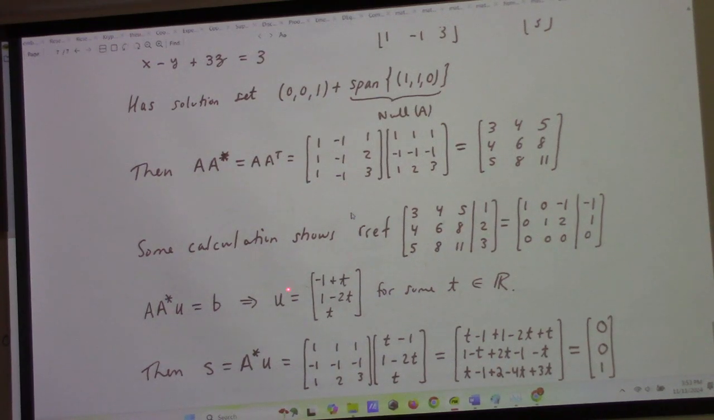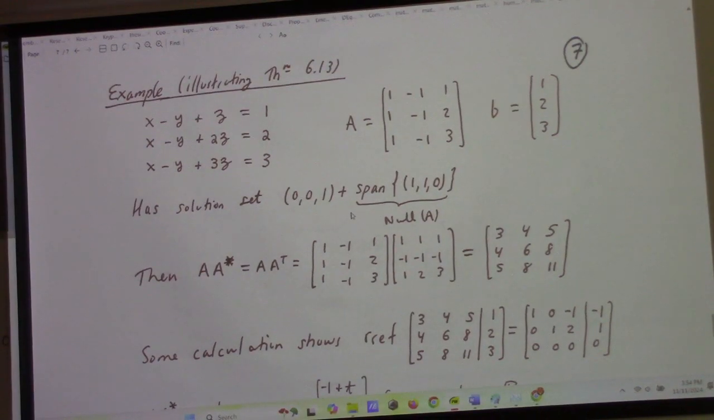What happens when we feed this u into the adjoint? Like multiply u times the adjoint. All of the variability cancels out, and you're left with a single solution, (0, 0, 1). So the solution to the system which is closest to the origin is (0, 0, 1). This allows us to find the solution closest to the origin of a non-homogeneous problem. That's pretty nice, because those problems in Calculus 3 are kind of horrible.